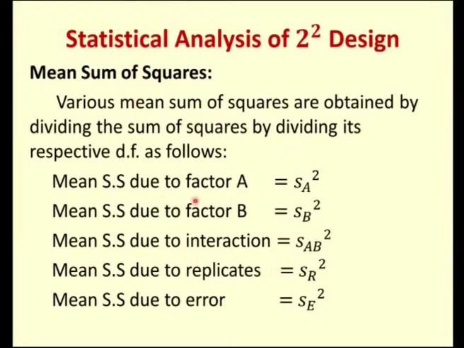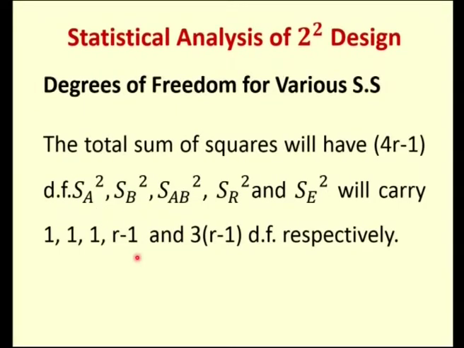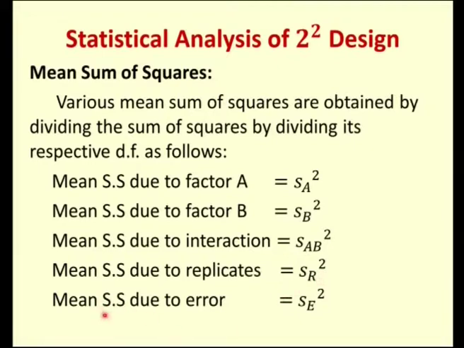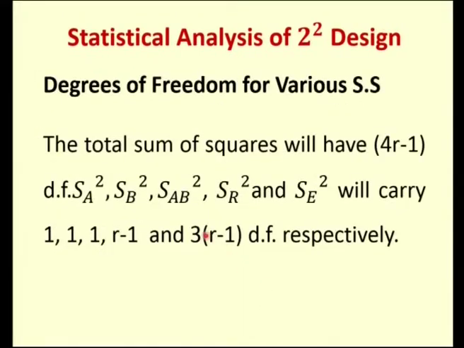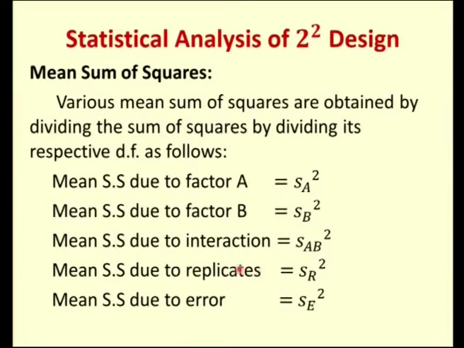Mean sums of squares are obtained by dividing the various sums of squares by their respective degrees of freedom. Since the sums of squares due to factors A, B and interaction have 1 degree of freedom, the mean sums of squares due to A, B and AB will be the same as the sums of squares due to A, B and AB. But the mean sum of squares due to replicates is obtained by dividing the sum of squares due to replicates by its degrees of freedom, r - 1, which is denoted by s_R squared. The mean sum of squares due to error is obtained by dividing the error sum of squares by 3(r - 1) degrees of freedom, which is denoted by s_E squared.